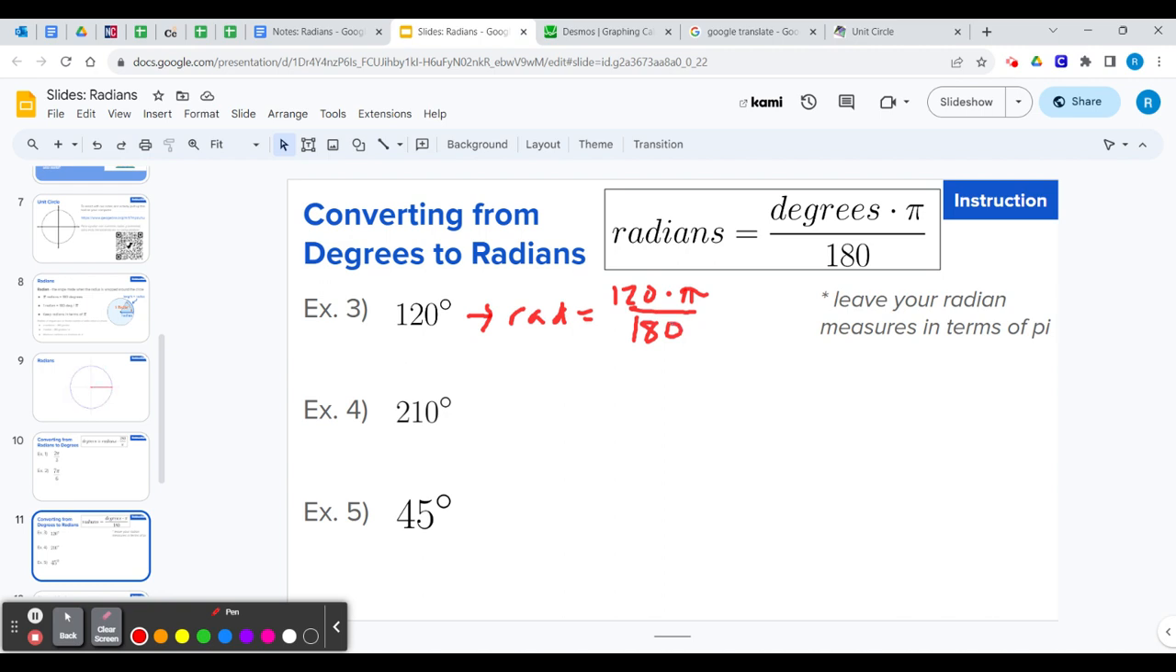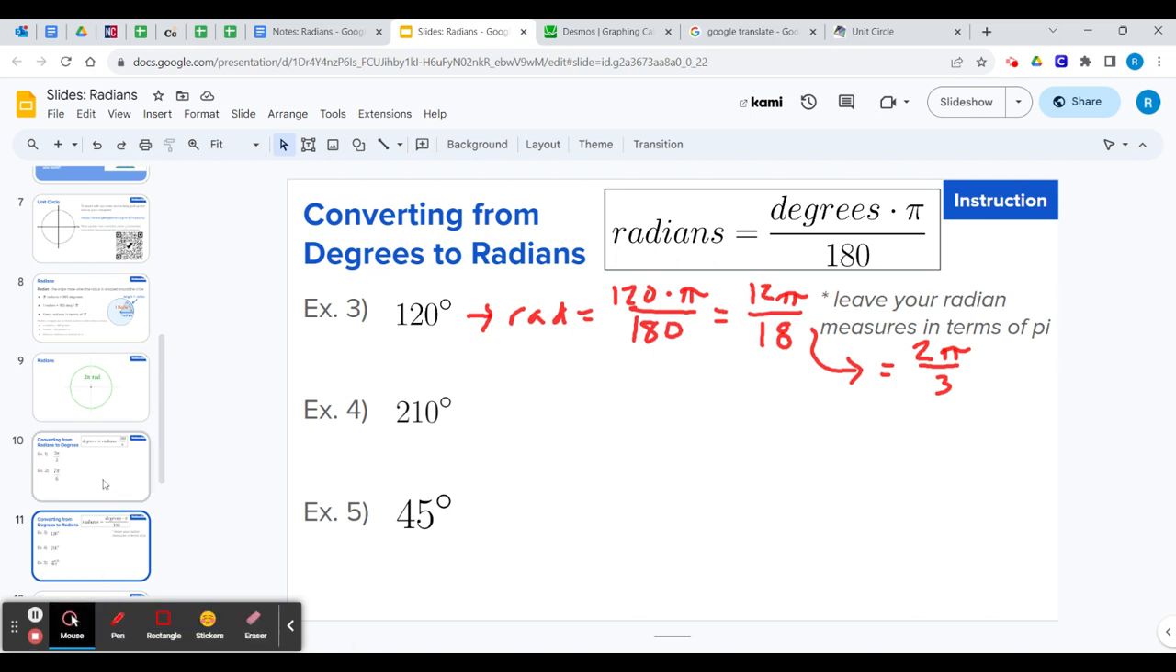Once you set it up, all we need to do is start simplifying our fraction. So to start, it looks like we can divide out 10 from each just to make this a little more manageable. So I have 12 pi over 18. It looks like we could probably divide out a 6 from both of these as well and come up with 2 pi over 3.